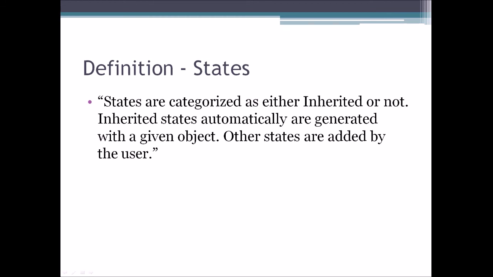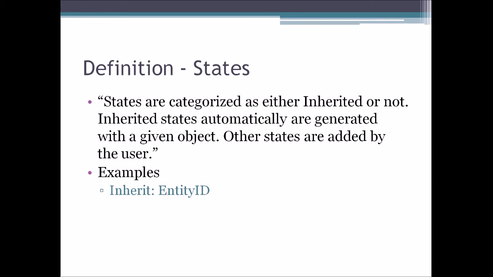Let's start off with the definition that Simio gives. States are categorized as either inherited or not. Inherited states are automatically generated with a given object. Other states are added by the user. An example of an inherited state is entity ID. Whenever an entity is created, Simio gives a unique entity ID value to each entity.